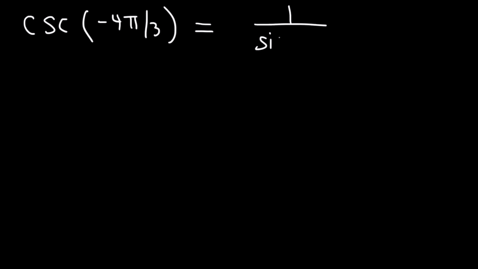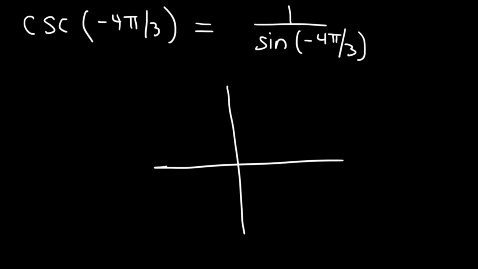Let's work on this example. Cosecant of negative 4 pi divided by 3. So go ahead and try that one. Cosecant is 1 over sine. And let's plot sine of, or just negative 4 pi over 3. This is negative 1 pi over 3, negative 2 pi over 3. Negative 3 pi over 3 is the same as negative pi. So here's negative 4 pi over 3.